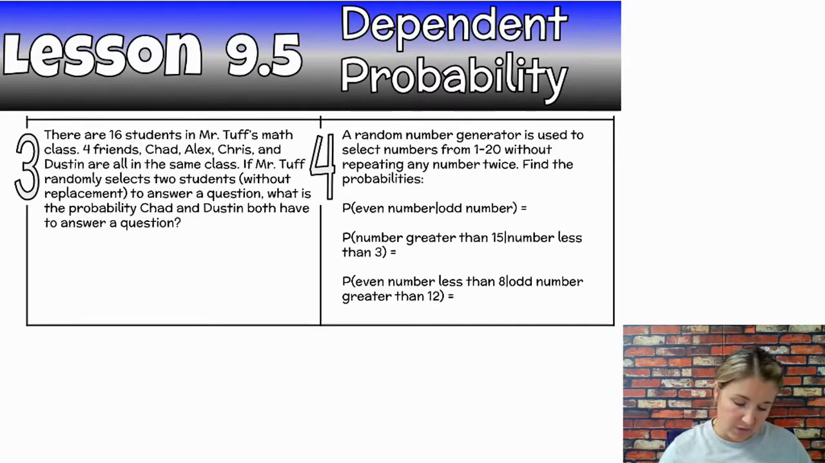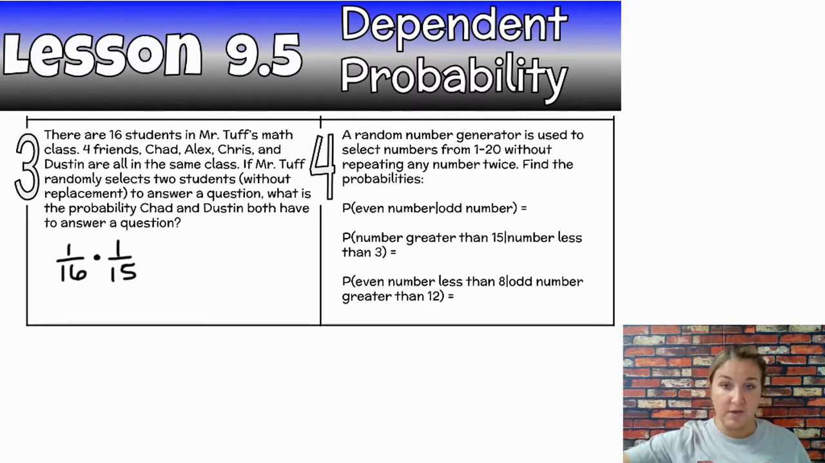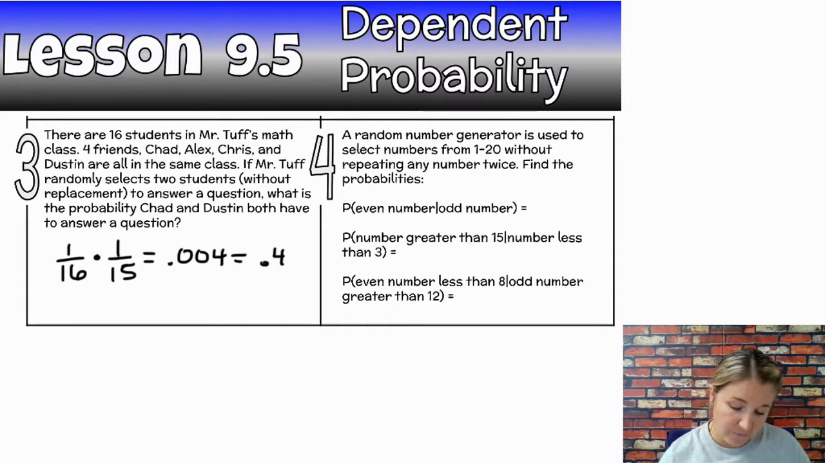So we are just going to figure out. There's a Chad. He has a 1 in 16 chance. And then Dustin has a 1 in 15 chance because Mr. Tuff is not putting the name back into the hat. So then multiplying straight across there, you get 0.004 or 0.4%, moving the decimal over 2 places there. So it's very obviously unlikely, but it could happen just because of the number of students in the class. Obviously, the further down that you go down the line, your chances are going to increase.